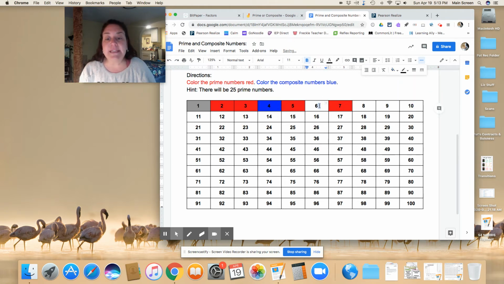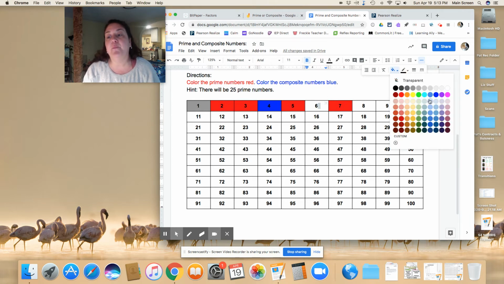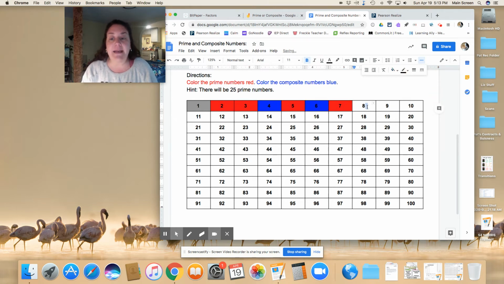Okay, 6 is not prime. 6 you could do, we've already talked about, 1 and 6 and 2 and 3. So it has more than 2 factors. So we're going to color it blue. 8, not prime. 1 and 8, 2 and 4, we're going to make it blue. 9, 1 and 9, 3 times 3.